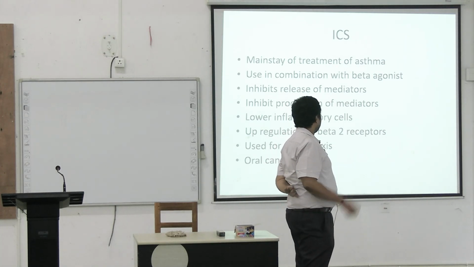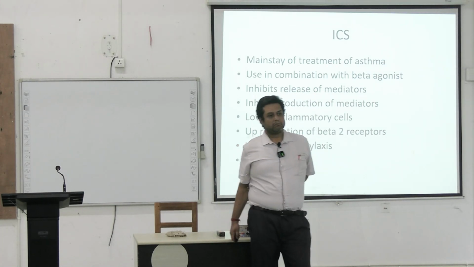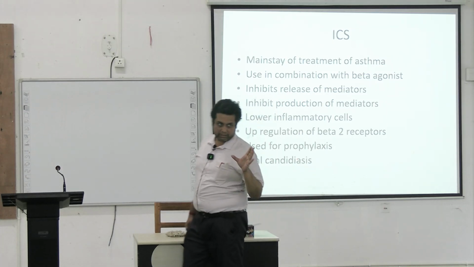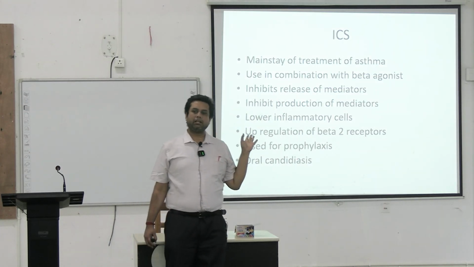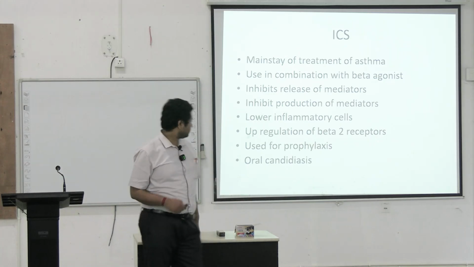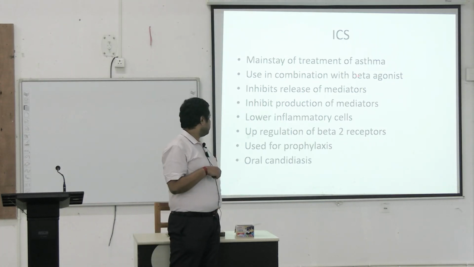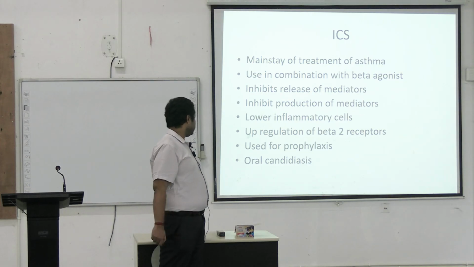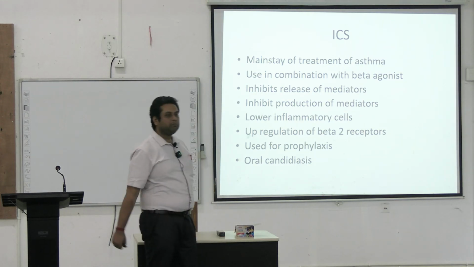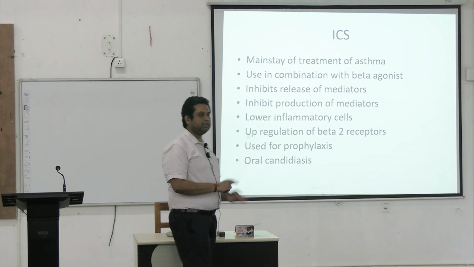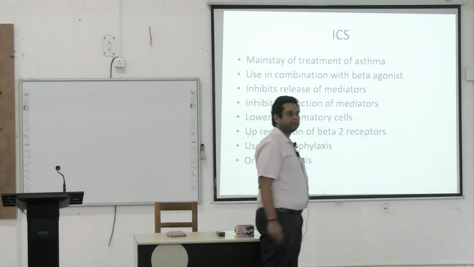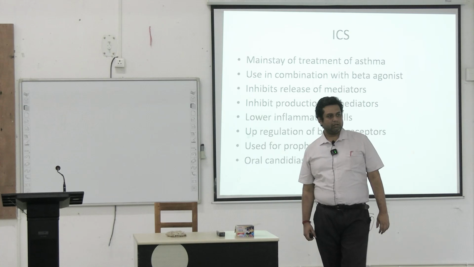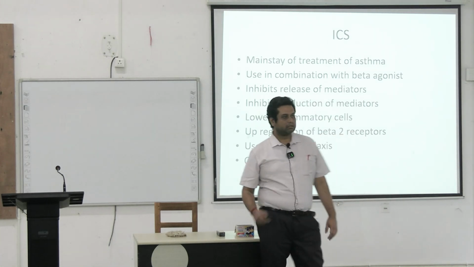So inhalational corticosteroid is the mainstay of treatment of asthma, in combination with beta agonist, which causes bronchodilation while the steroid controls the inflammation. It inhibits release and production of mediators, lowers inflammatory cells, and causes upregulation of beta 2 receptors on which the beta agonist may act. So that is a synergistic action.